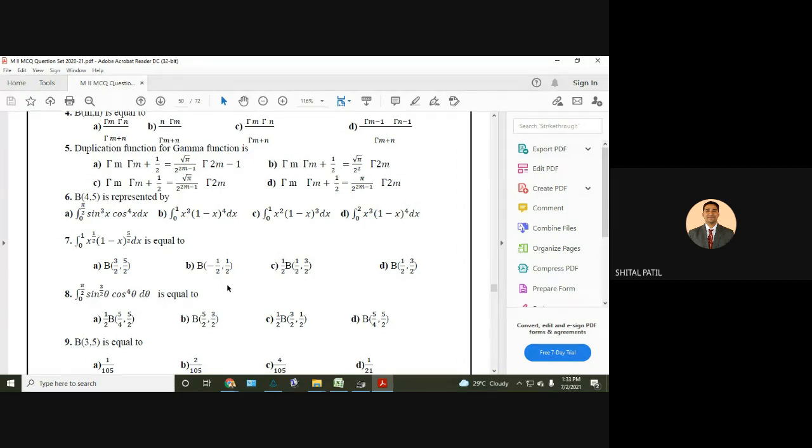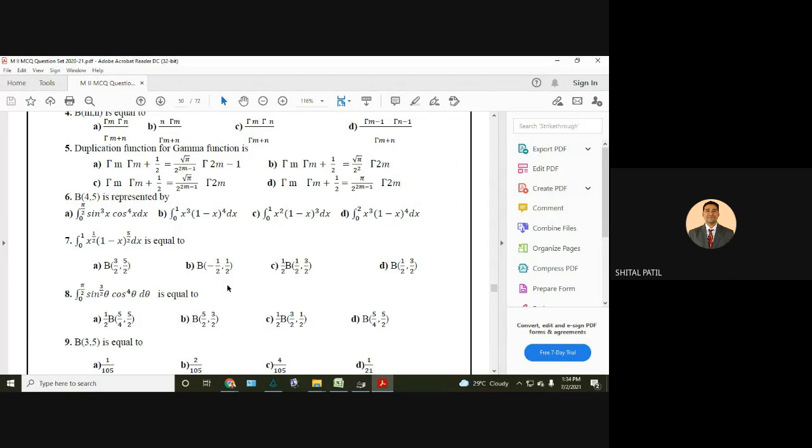Question number 8. Sin raised to 3 by 2 theta cos raised to 4 theta. Okay, that is half. Is it required to solve it on the screen or you will understand it orally? No, sir. Will understand. Sir, no need. Okay, okay.